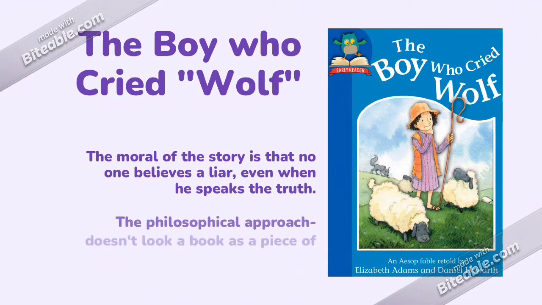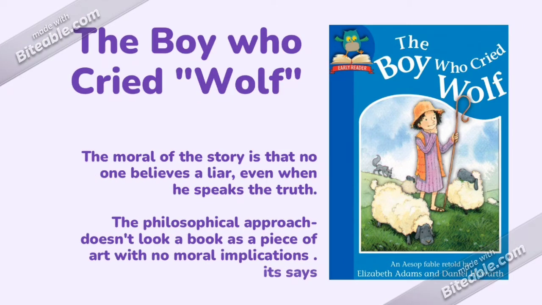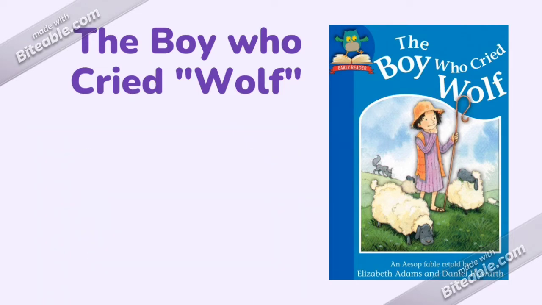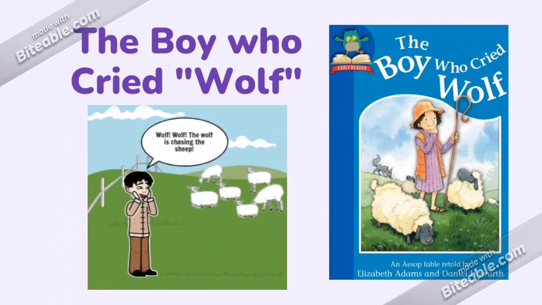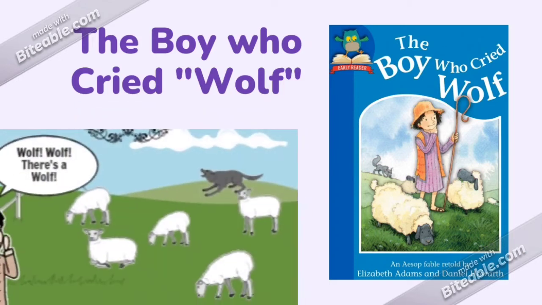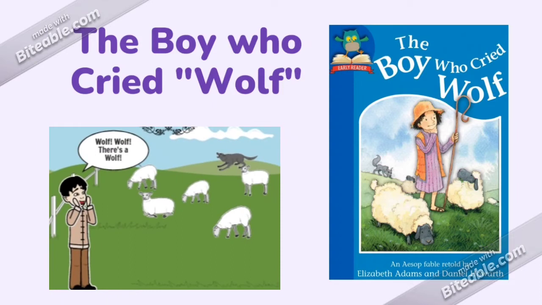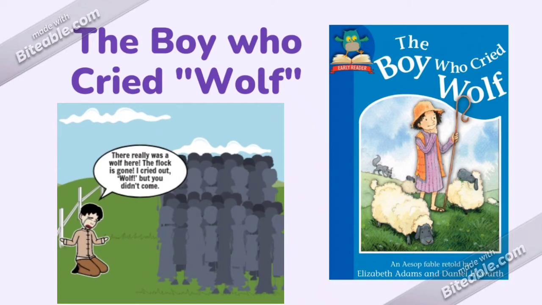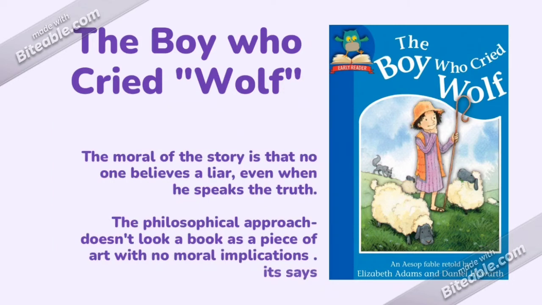The Story of the Boy Who Cried Wolf by Elizabeth Adams and Daniel Howard. This tale concerns a shepherd boy who repeatedly tricks nearby villagers into thinking a wolf is attacking his flock. When a wolf actually does appear, the villagers do not believe the boy's cries for help, and the flock is destroyed. What is the moral of the story? The boy lied so often that when he finally told the truth, no one believed him. The moral of the story is that no one believes a liar even when he speaks the truth. The philosophical approach does not look at a book as a piece of art with no moral implications.